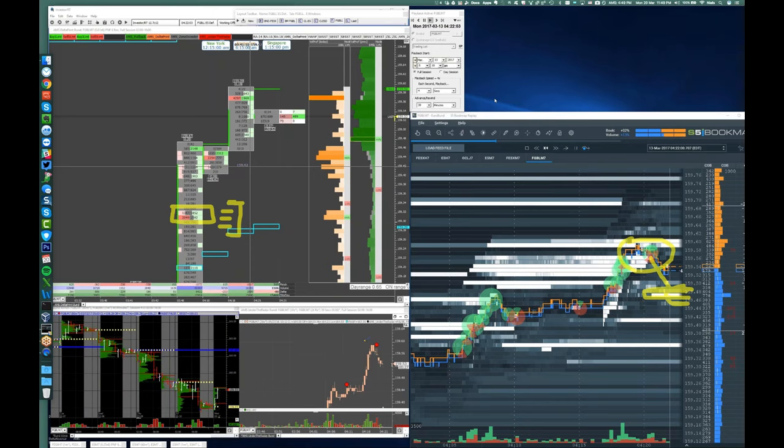I don't have algos in Bookmap. What does he mean exactly? I guess, I mean, you're entering manually, or you're placing your orders manually, right? Yeah. Okay, that's what the question is. Oh, okay. Yeah. All right.